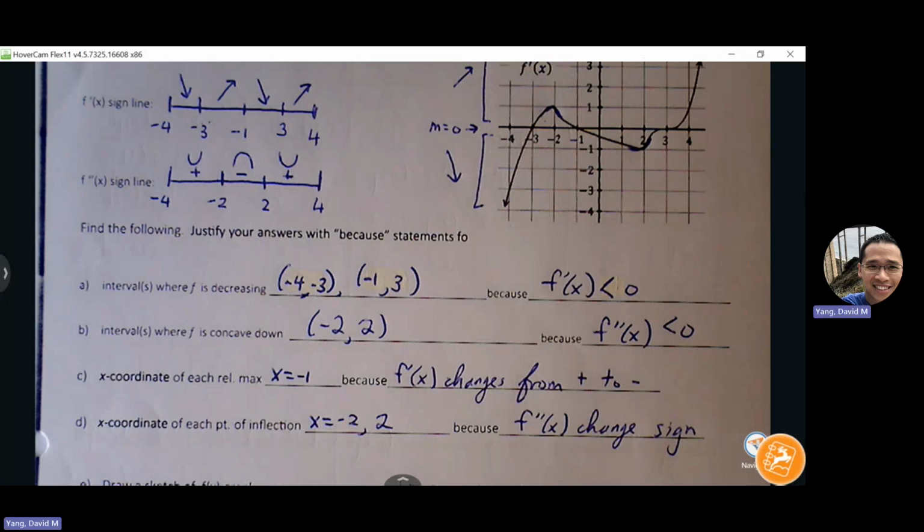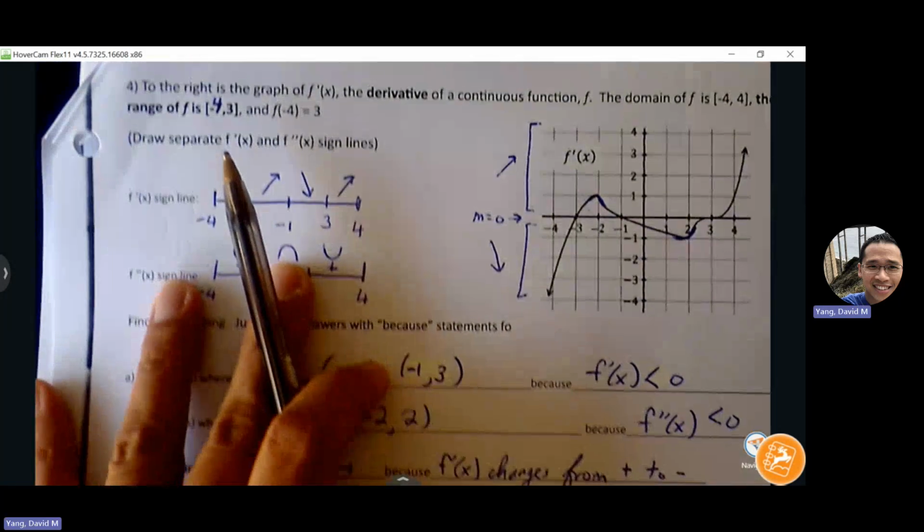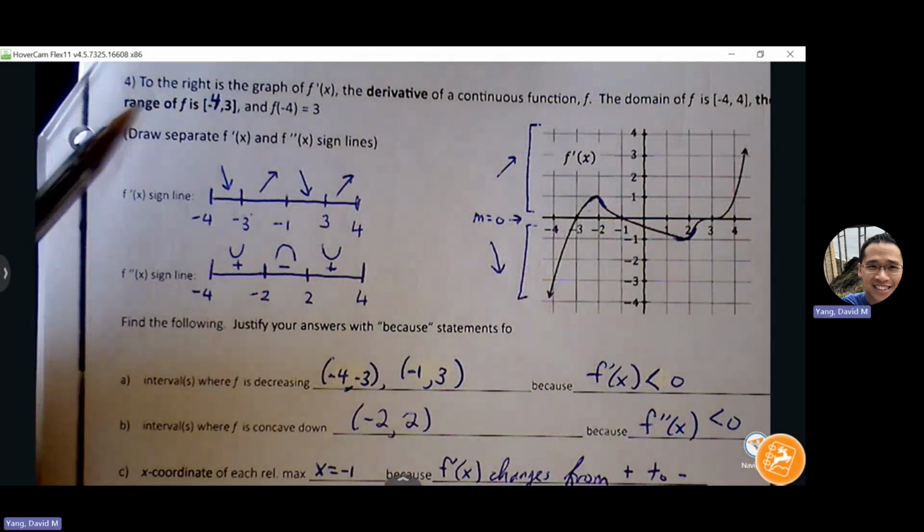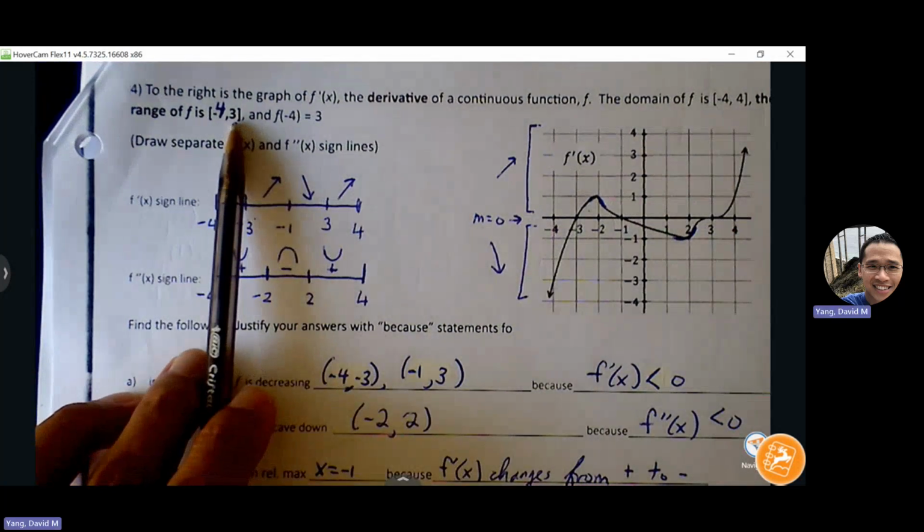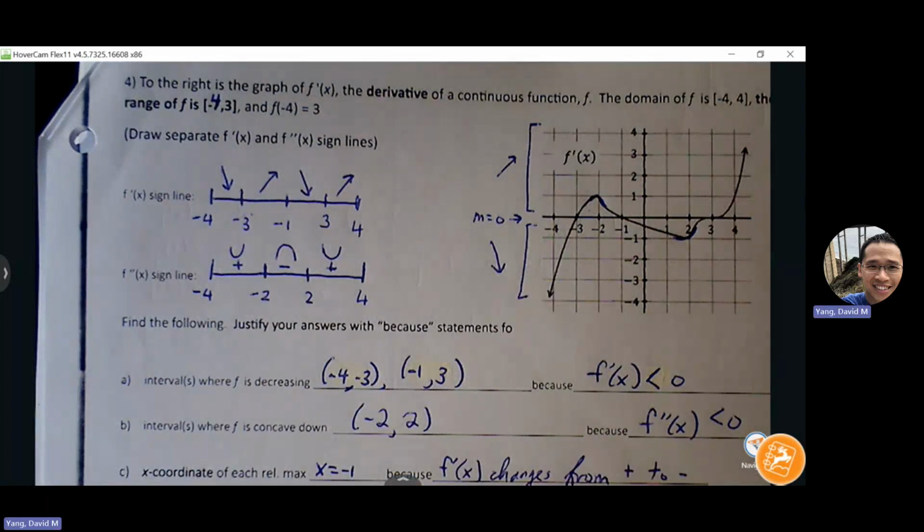Since I don't know the y value of the relative max, can I just make it up within the domain? Exactly, right. So you know that your relative max has to hit a y value of 3 in order for that range to hold.